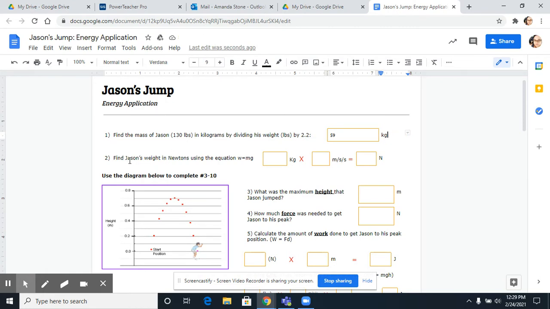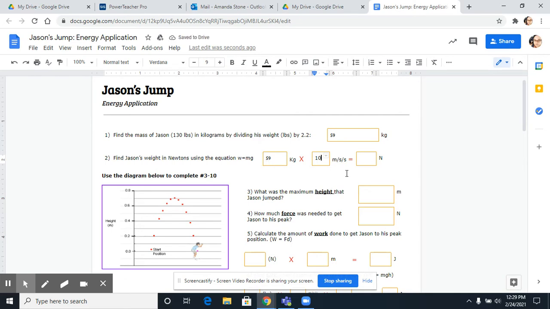And then for question 2, we want to take this mass and figure out what the force is being applied to it. This can happen to any object with mass. As long as we use the weight equation, we can figure out what its force and weight is going to be. So we know that Jason is 59 kilograms. We always use the force of gravity, which is 10 meters per second per second.